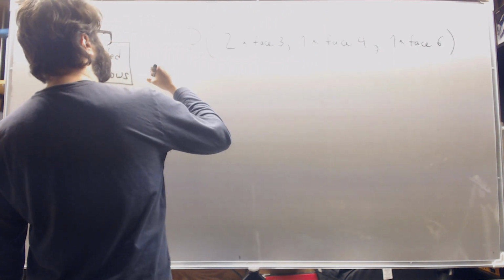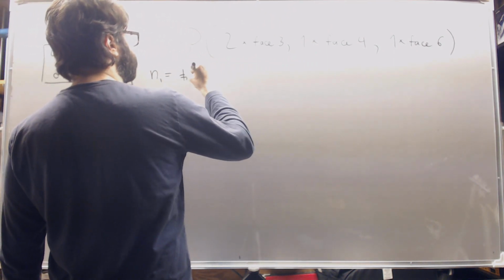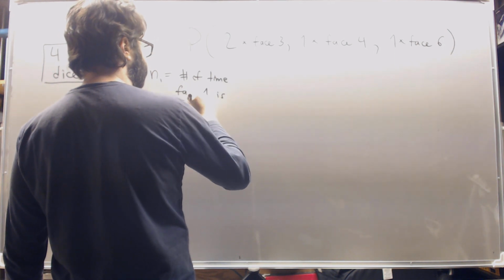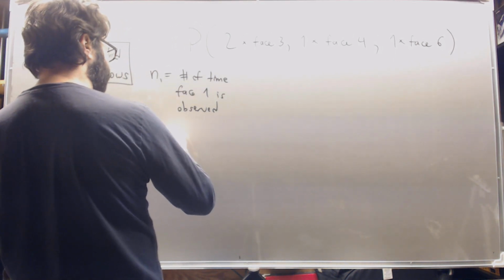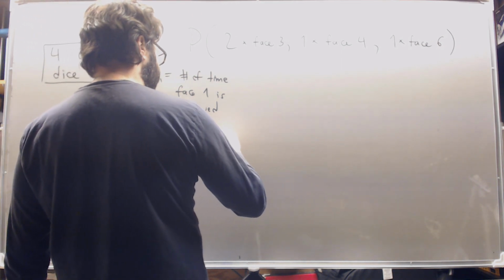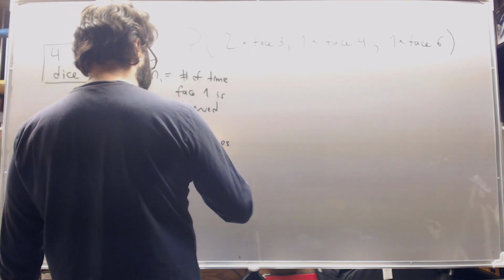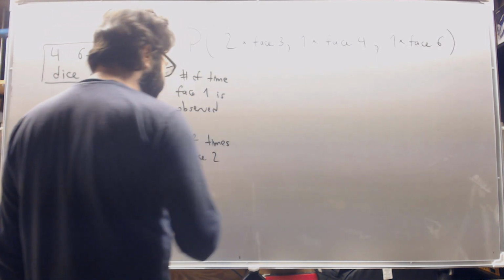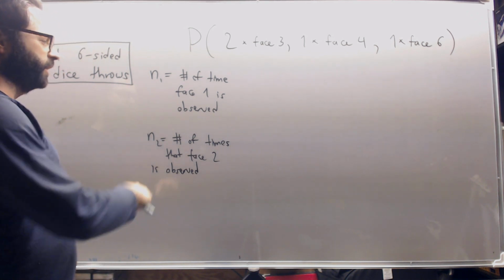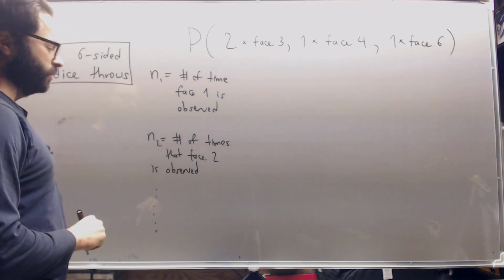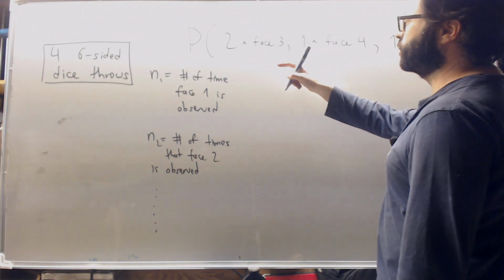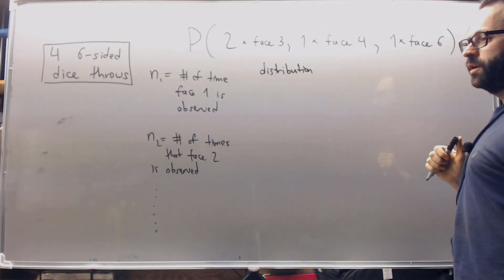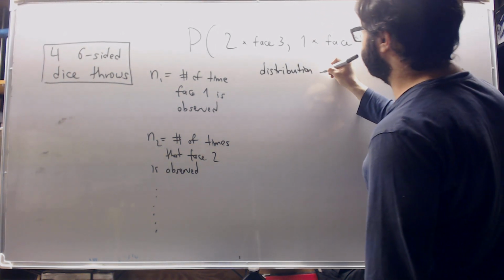If n1 is the number of times face 1 is observed, and n2 is the number of times face 2 is observed in a sequence of 4 consecutive dice throws, and so on through n6. This is a distribution. The distribution of our dice throws that we're interested in is as follows.